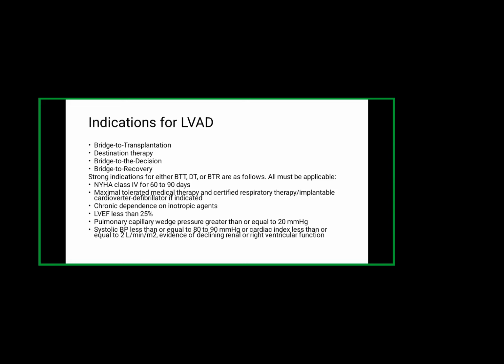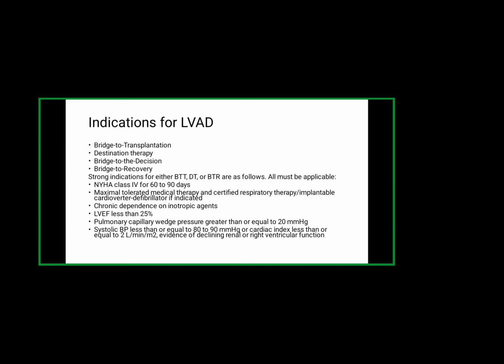The patient must be on maximally tolerated medical therapy, with either cardiac resynchronization therapy or an ICD if indicated. The first thing you try is inotropes, so the patient must have had inotropes at home or be on long-term inotropic therapy, chronically dependent on inotropes. The ejection fraction must be less than 25%. The pulmonary capillary wedge pressure must be greater than or equal to 20 millimeters of mercury. The systolic blood pressure must be less than or equal.